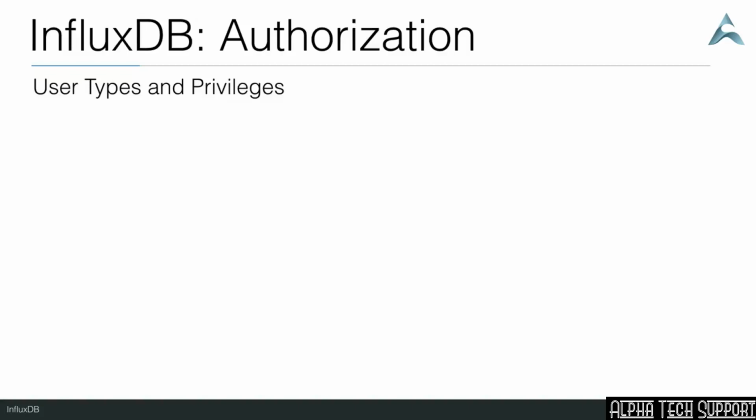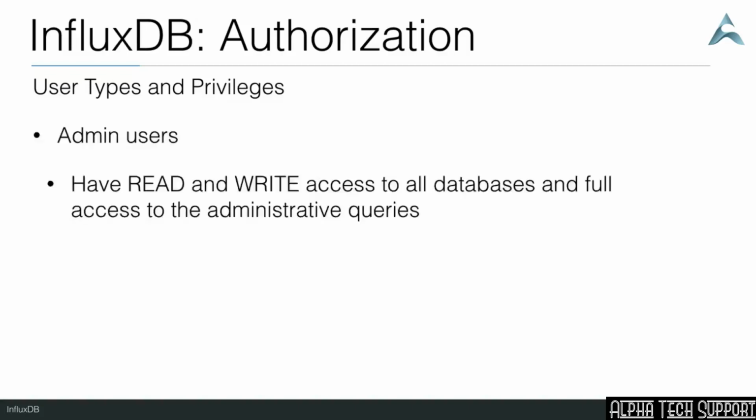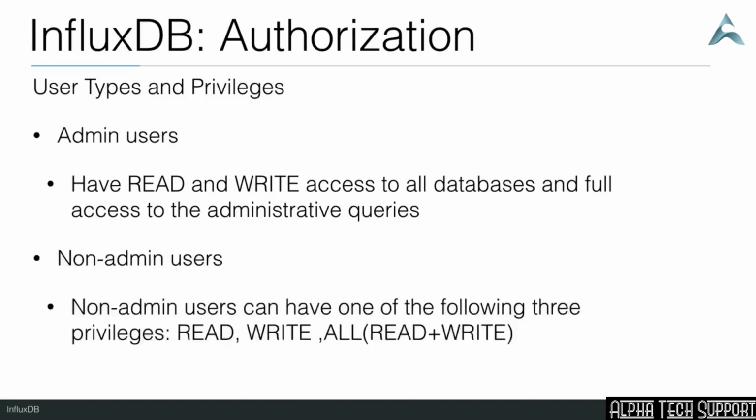So the user types and privileges. You got admin users, which have read and write access to all databases and full access to the administrative queries, which makes sense because they're admin users. Then you got non-admin users. They are users that can only have the following three privileges: read, write, or all. And all means read plus write. So this is quite simple.